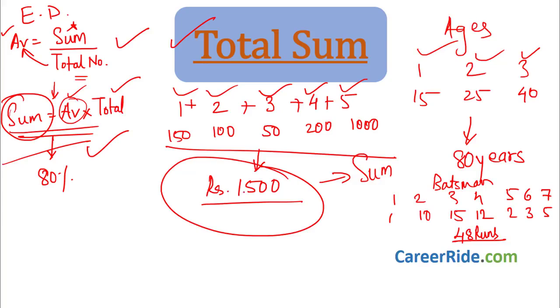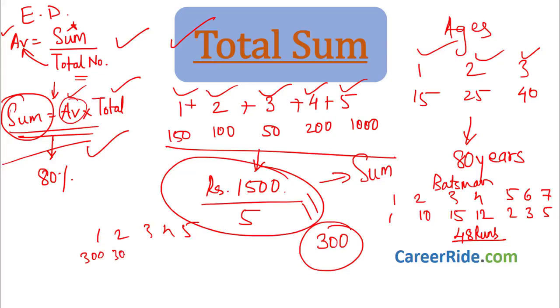For example, here it is 15, right? 1500 is there. Total number of members is how much? 5. So what is the average amount of money with each member? 300 rupees, right? So if there is 150, 150, 200 and 1000, and say if there are these five people, if there are other 5 people, 1, 2, 3, 4 and 5, and each one is given 300 rupees.